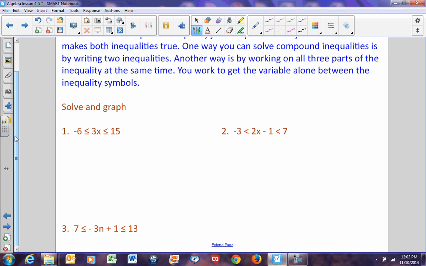If I'm going to solve and graph -6 is less than or equal to 3x, which is less than or equal to 15, if I separated this, it is an and statement.